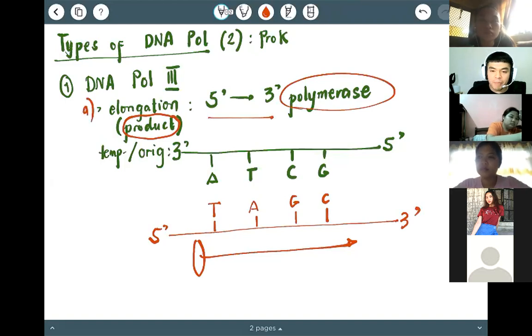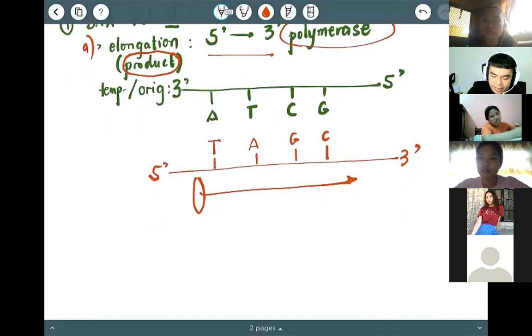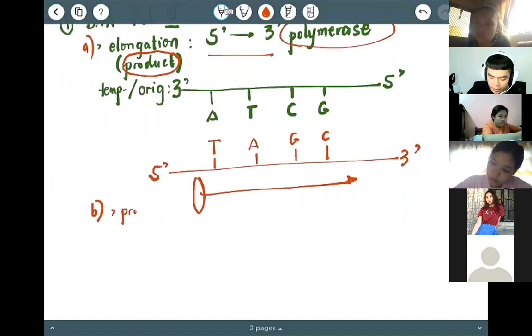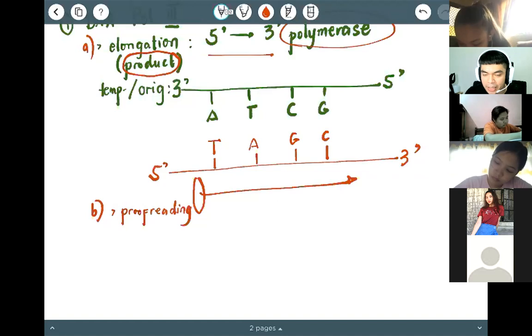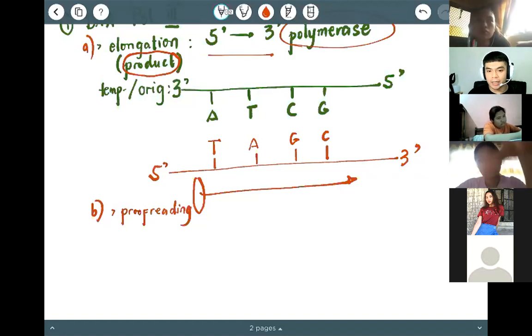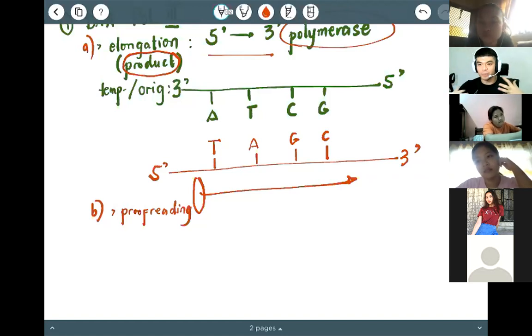Next, meron pang isang kayang gawin ang polymerase 3. Pangalawa, kaya niyang gawin ang proofreading. Okay? Kaya niyang gawin ang proofreading activity. Pag sinabi natin proofreading or double check, ganito ang mangyayari. Kapag naglagay siya ng isang nucleotide, naka-complement nung parent strand, i-double check niya yon. Okay? Halimbawa, ako yung polymerase 3.